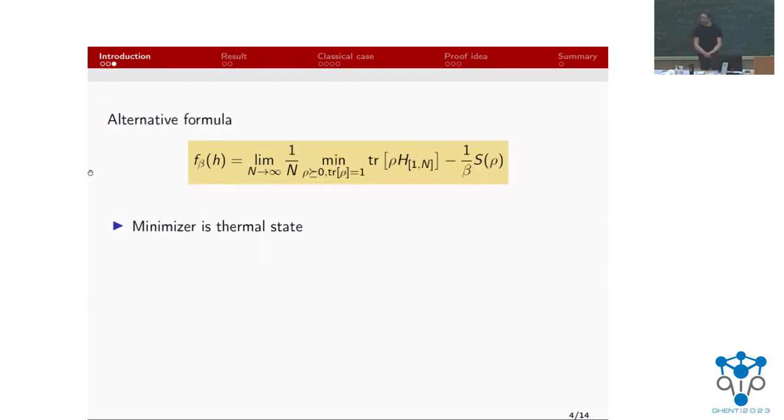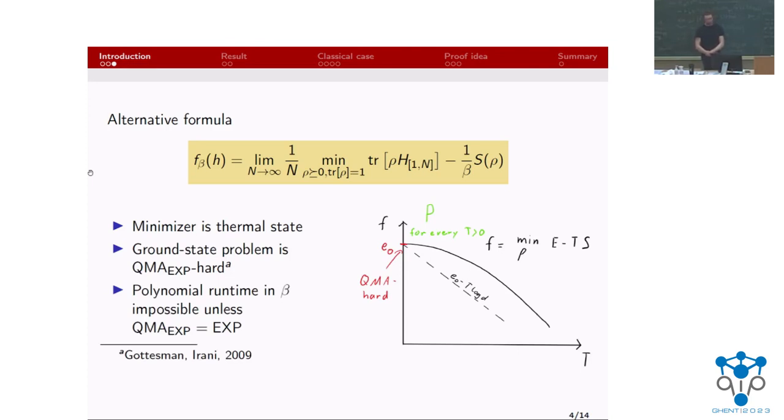Also, an alternative formula for it is given by this expression, which is a minimization problem. Again, we first take some finite system size and minimize over all possible quantum states the energy minus temperature times entropy. So it gives you a more physical side, which says at low temperatures this is close to the ground state energy. At high temperature it will maximize the entropy, so it gives something close to the maximally mixed state. Also, why I show this formula is you directly see, if you consider the free energy as a function of temperature, that one limit where this entropy term vanishes is the ground state energy.